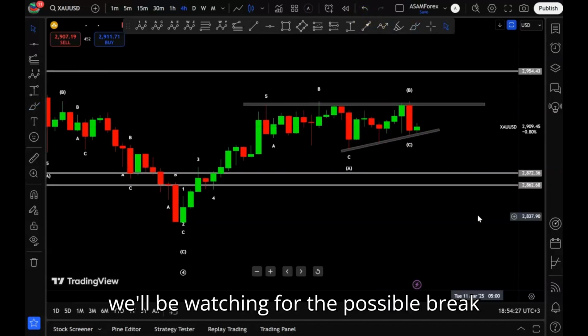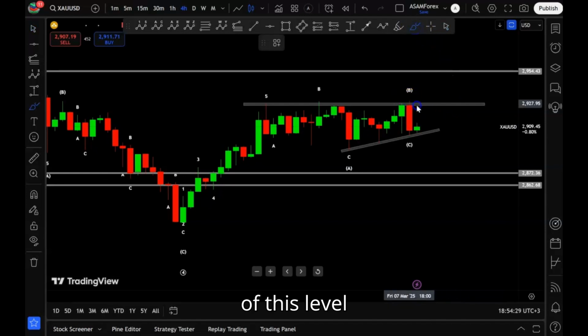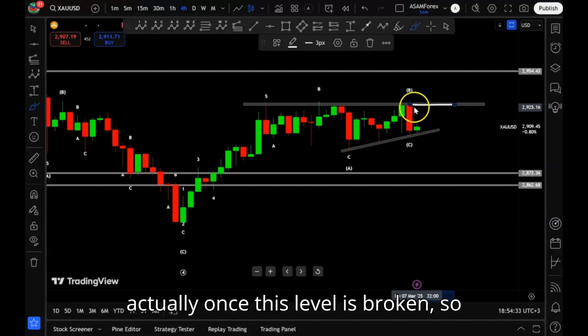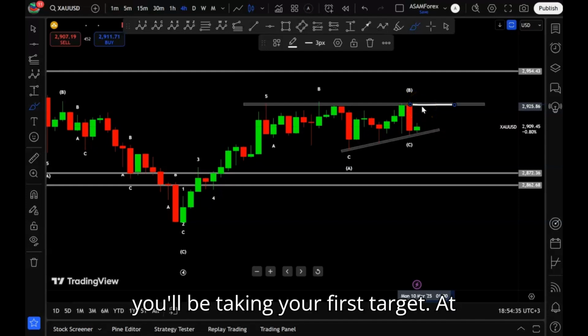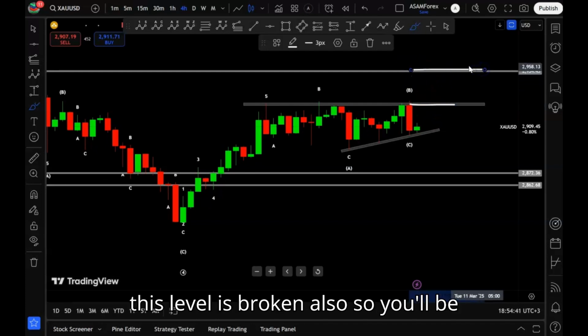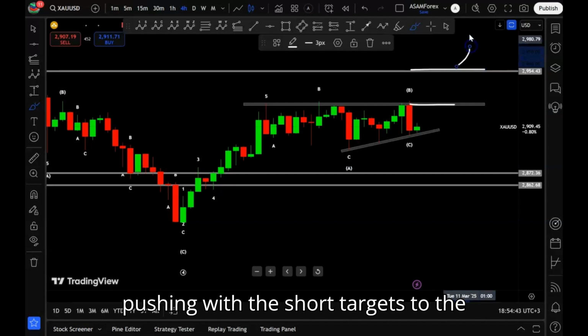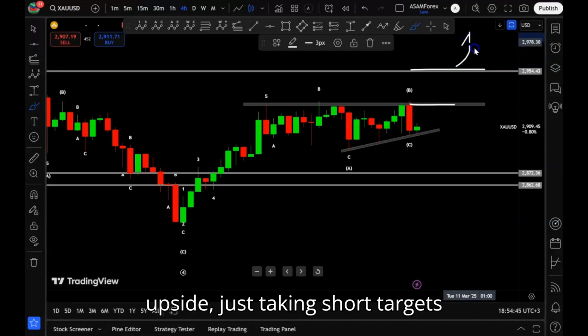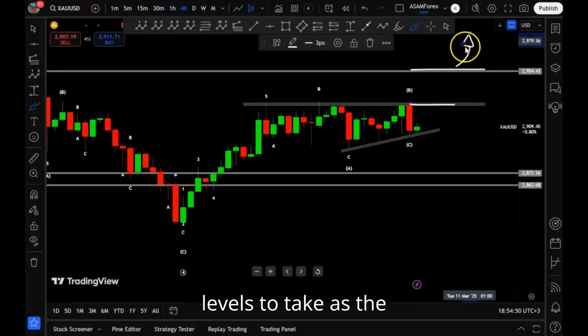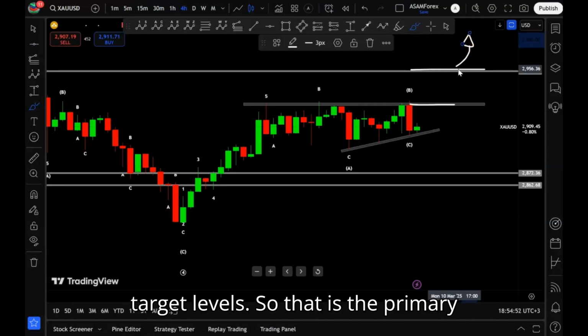Let us see how price is going to trend next week. Next week we'll be watching for the possible break of this level, 29.28. Once this level is broken, you'll be taking your first target at the level of 29.54. Once this level is broken, you'll be pushing with short targets to the upside, just taking short targets, because we see there are no previous levels to take as target levels. So that is the primary projection.